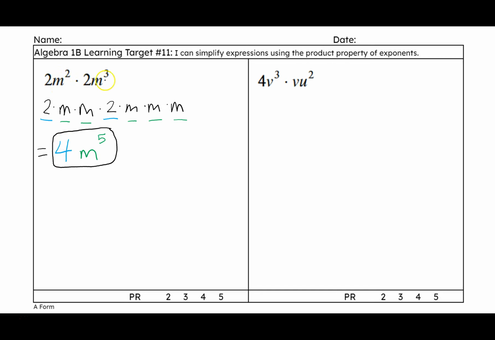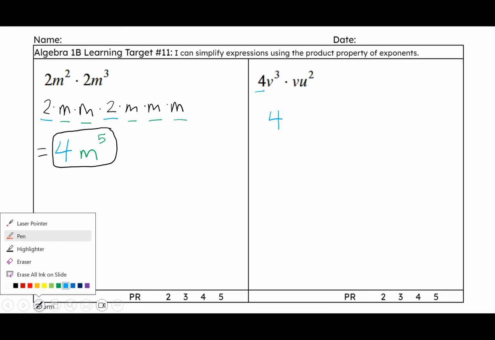Let's try it for this one right here. All right, it looks like the only number that I know for sure is the 4. And I don't see any more there, so we're going to have just a 4. All right, looks like I've got 2 different variables here. I've got v's and I've got u's.